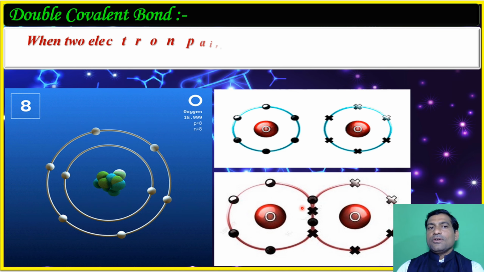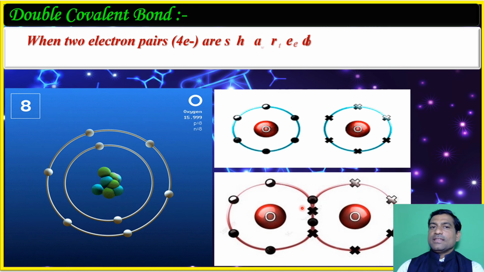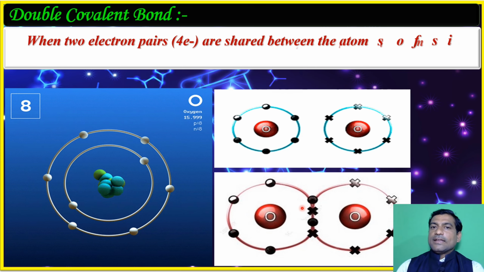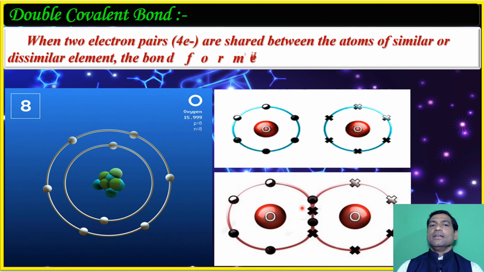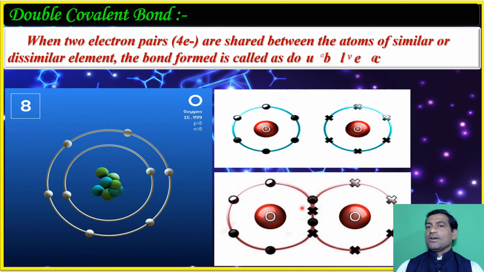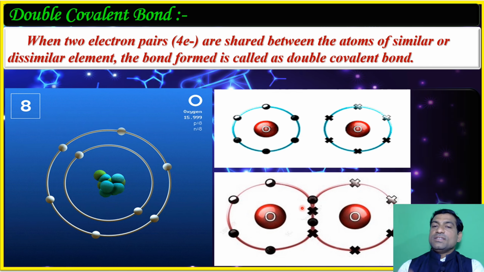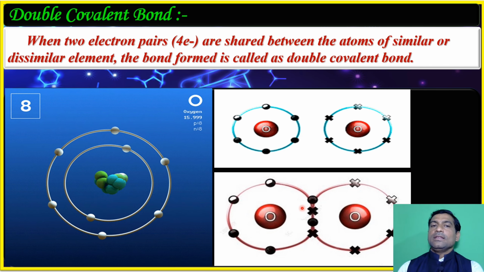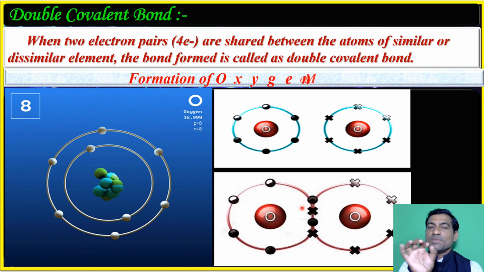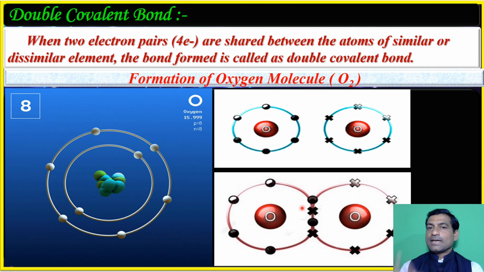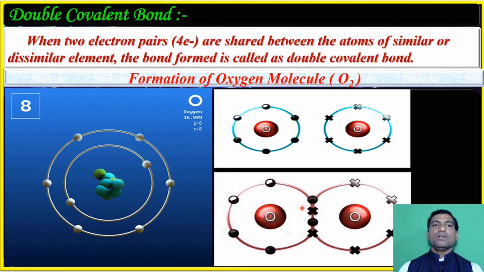What is the double covalent bond? When two electron pairs, that is 4 electrons, are shared between the atoms of similar or dissimilar elements, the bond formed is called a double covalent bond. Means there is a sharing of electrons between two atoms, but each atom can share 2 electrons. Means there is a sharing of 4 electrons between the two atoms, and that is the formation of a double bond compound. That bond is called double covalent bond.